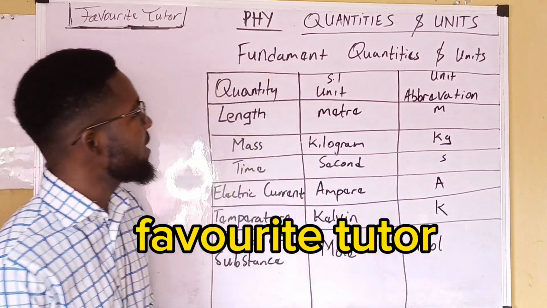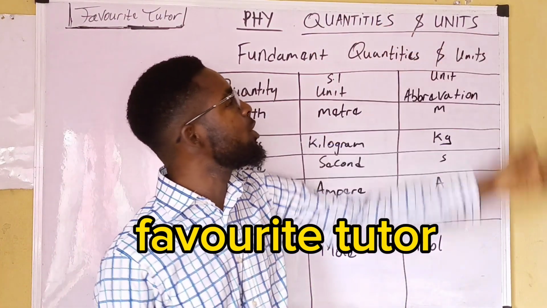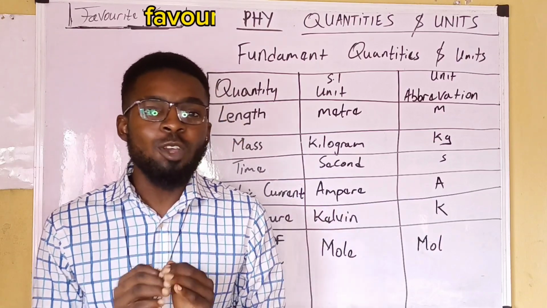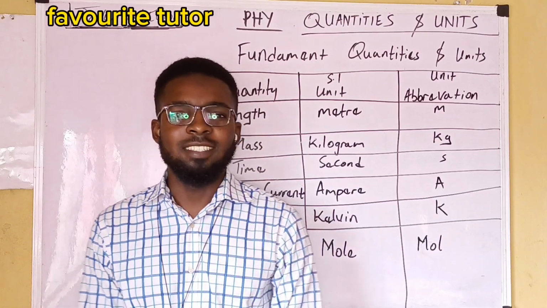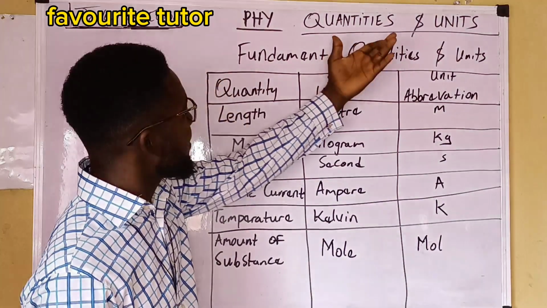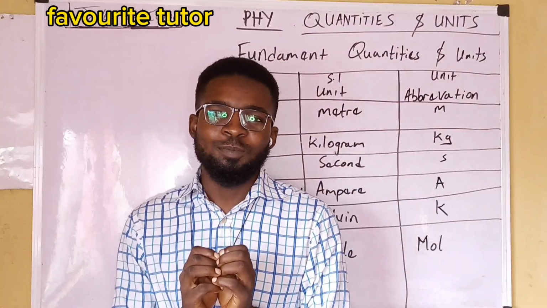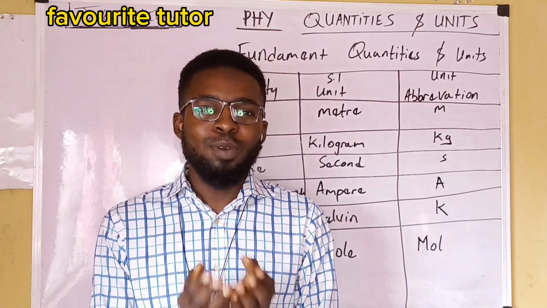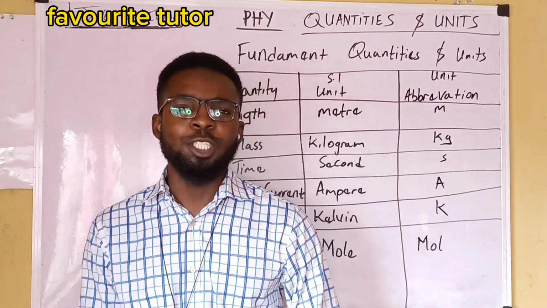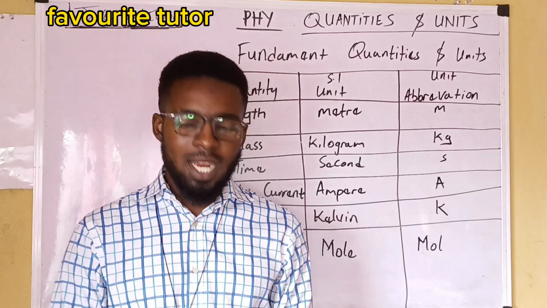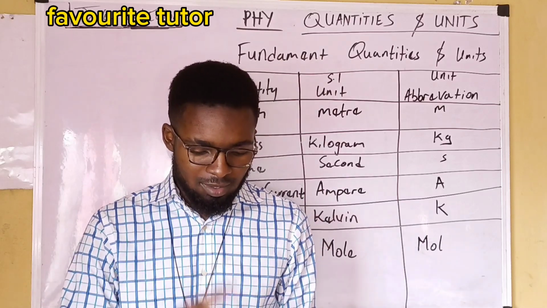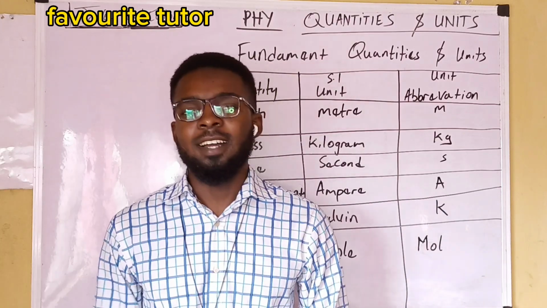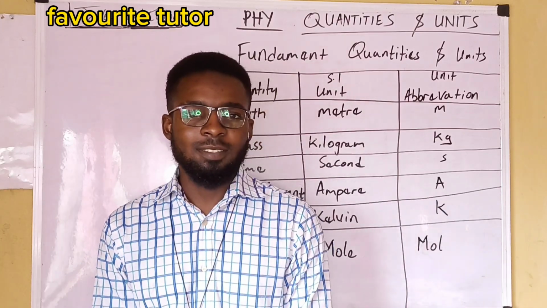Today's topic is quantities and units. It's a major topic in as much as the subject physics is concerned. A quantity is a property of a body or substance that can be measured. For example, length, area, time, volume, and so on. So these are quantities.